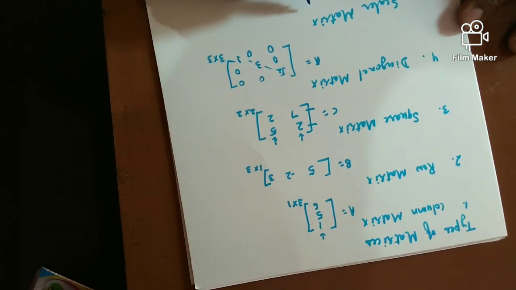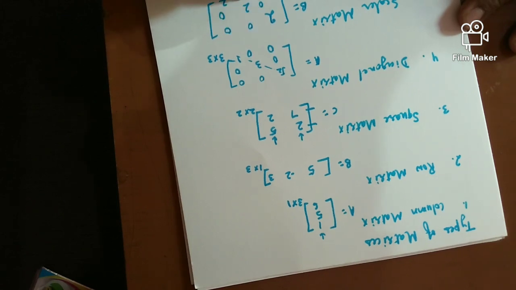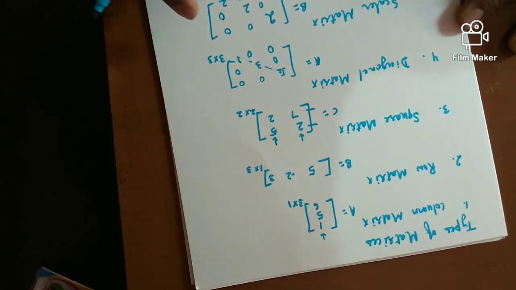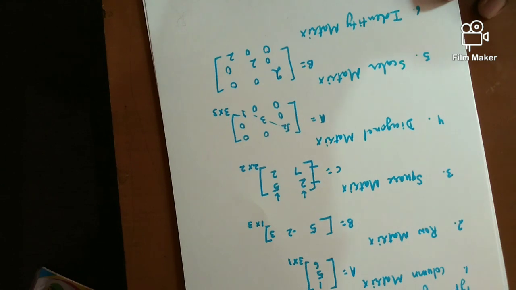Come to the next, scalar matrix. Scalar matrix is this one, or we can say 2, 2, 2 on the diagonal and 0 elsewhere. Now can I ask you the difference between these two matrices, diagonal matrix and this scalar matrix? I hope you can see the difference.